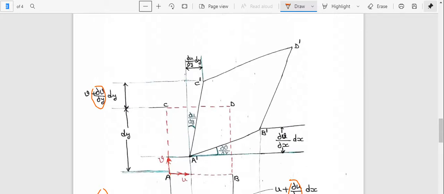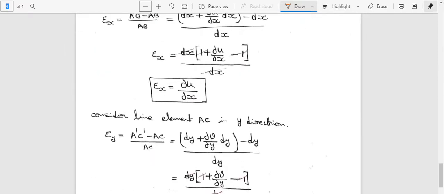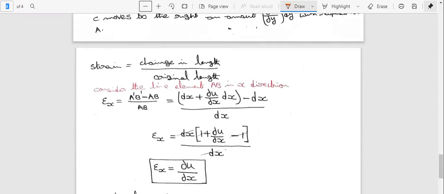Along the x direction, epsilon x is equal to the change in length by the original length. What is the change in length? Epsilon x is equal to the change in length, A dash B dash minus AB, that is the new length minus the original length, by the original length. So here A dash B dash minus AB by AB.